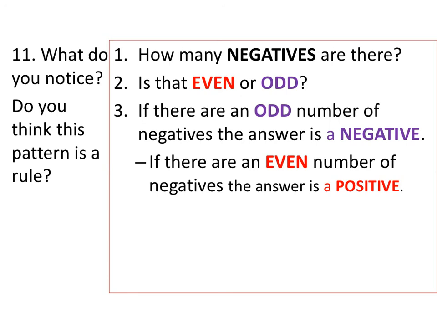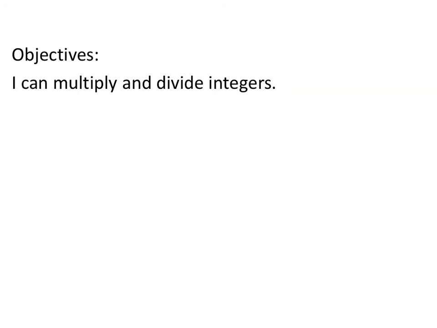Now the reason why we do this as well is just to figure out, this only tells us if the answer, the product, or the quotient for that matter, is a positive or negative. That's the only thing it does. You still have to do the multiplication after that, okay? But if there's an even number of negatives, it's a positive. If there's an odd number of negatives, the answer is a negative. It's that easy, guys. Now that brings us to the objective.